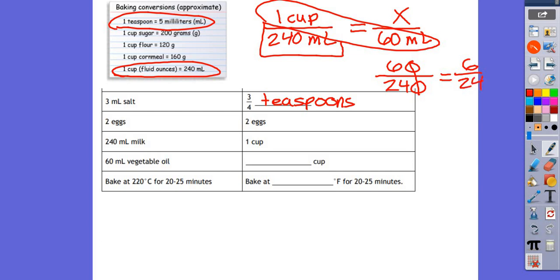The answer is just 4. No, ma'am. What can I divide both of these by? 6. 6 divided by 6 is 1. 24 divided by 6? 4. So how much cup of vegetable oil do I need? 1/4 cup. 1/4 cup.